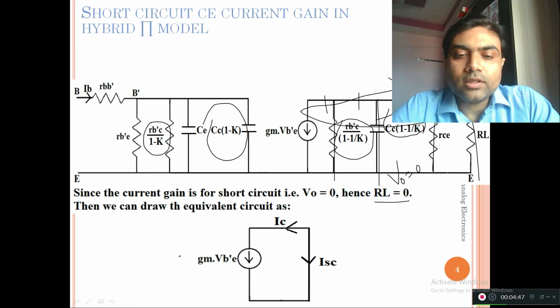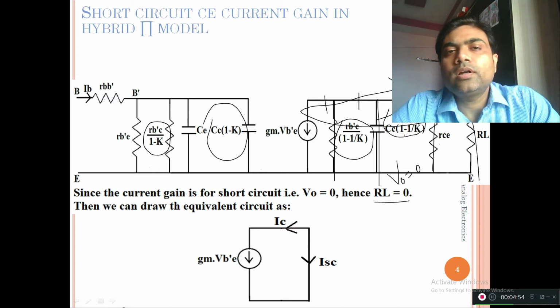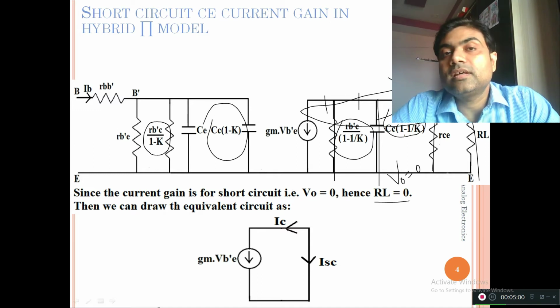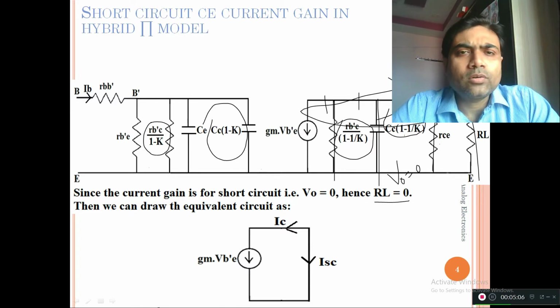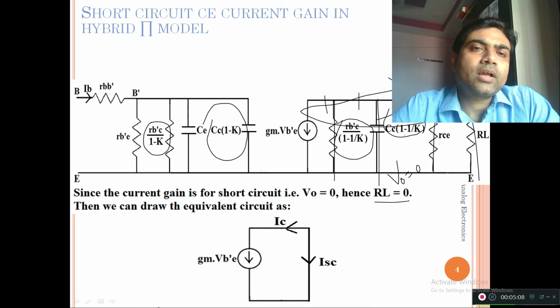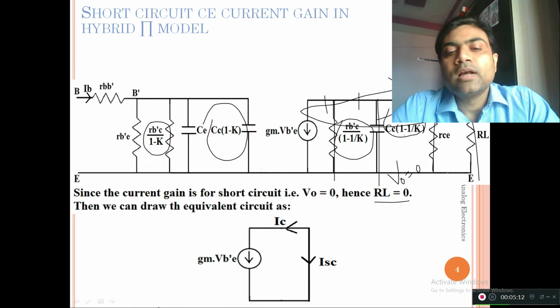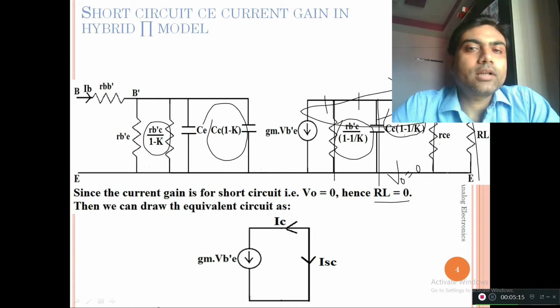So this is the equivalent diagram you can see here below, and gm Vb'e is the only component, the current source, which is available. IC is the collector current, and ISC denotes the short circuit current. So the short circuit current is nothing but the output current IO. Since we are applying the short circuit condition, the notation is ISC. ISC and IC are in the opposite direction.